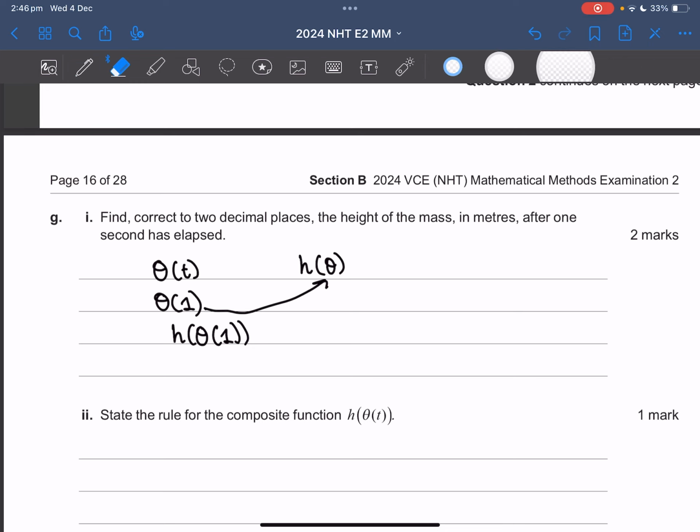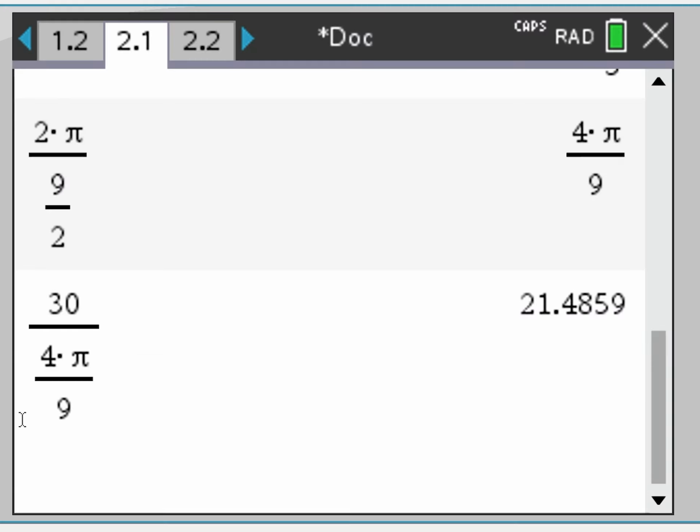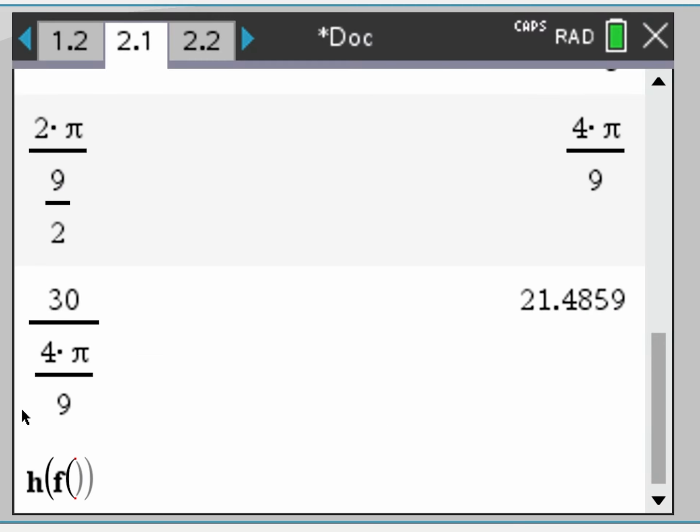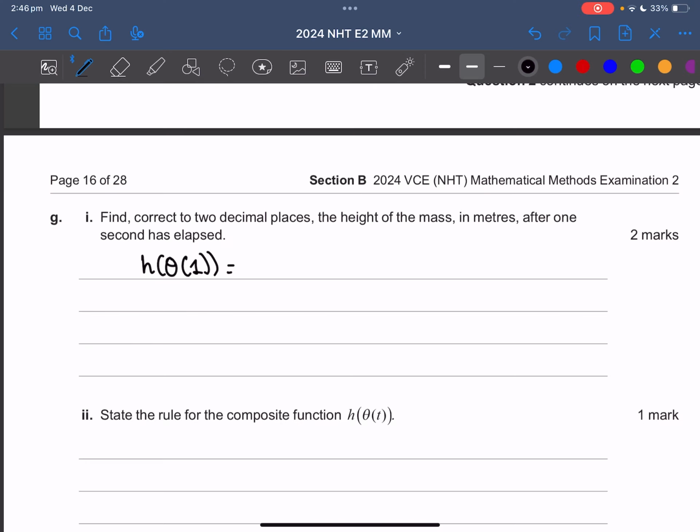Okay, so I'll erase everything here, and that is equal to, let us find this on CAS, h of theta of 1, that is equal to 1.01213. Okay, so to 2 decimal places, that will be 1.01. Hopefully this made sense to you. And meters, because we are finding the height of the mass, so meters.